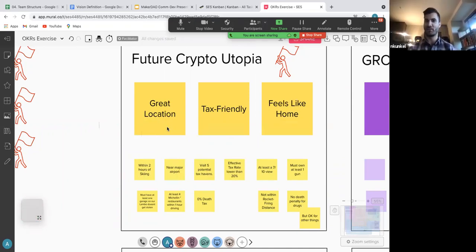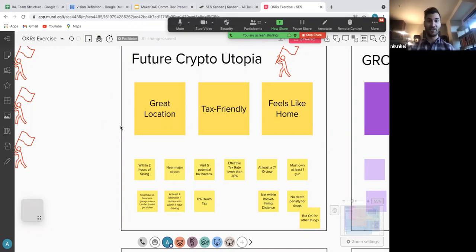we all have this future crypto utopia in our minds, and it's a little bit different for some of us than others, but Long, Juan and I came together and we're like, well, what do you want in this place that we're going to move to? You want a great location. You want to really enjoy where you're living. You would probably like it to be fairly tax friendly, right? And you want it to feel like home, right? You can't be living on some rando island somewhere in the middle of the Pacific. It's gotta feel like home.